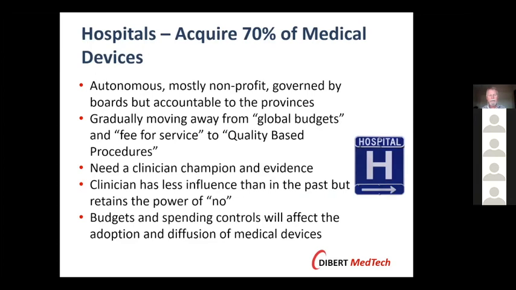All right. So a little bit more on the hospitals. You'll know this, but they're mostly nonprofit. I believe there are still 4 for-profit hospitals in the province of Ontario, but they're pretty much handcuffed. They can't move, they can't grow, they can't be passed down, but they're still there. Gradually moving away from global budgets where they just got one big massive budget and they could figure out what they wanted to do, and then a fee for service. So they're moving slowly to a quality-based procedures system where they want to pay for quality.